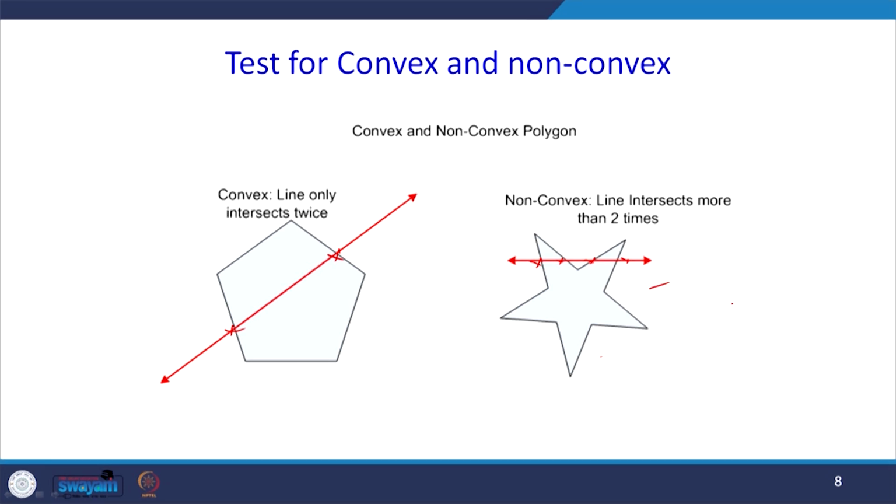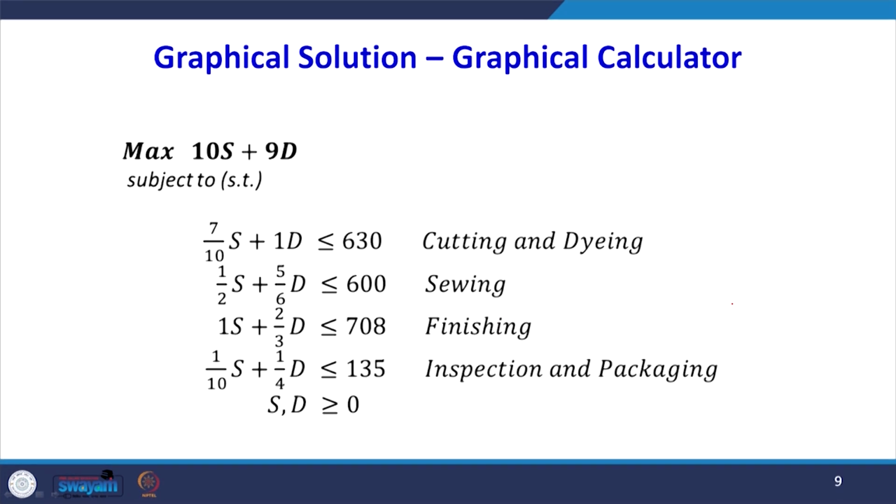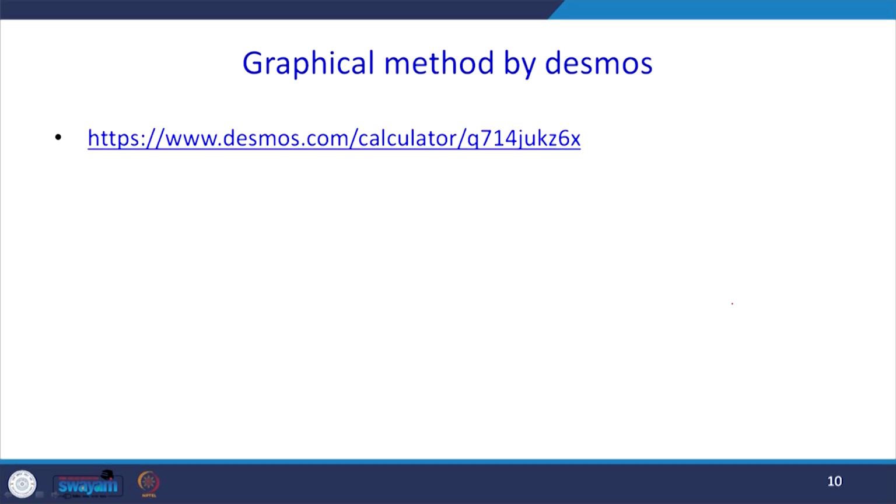You should be very careful when we are finding the extreme points and corresponding z value. Now, the same problem we will solve with the help of a graphical calculator. This was the problem which we have taken. The same problem in the previous lecture I solved graphically. In this lecture I have solved by using extreme points. Now, we are going to use a graphical calculator.